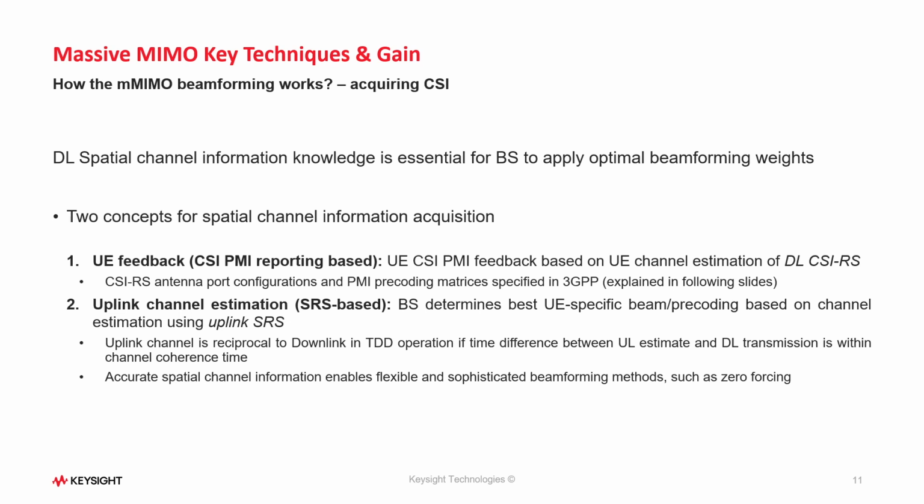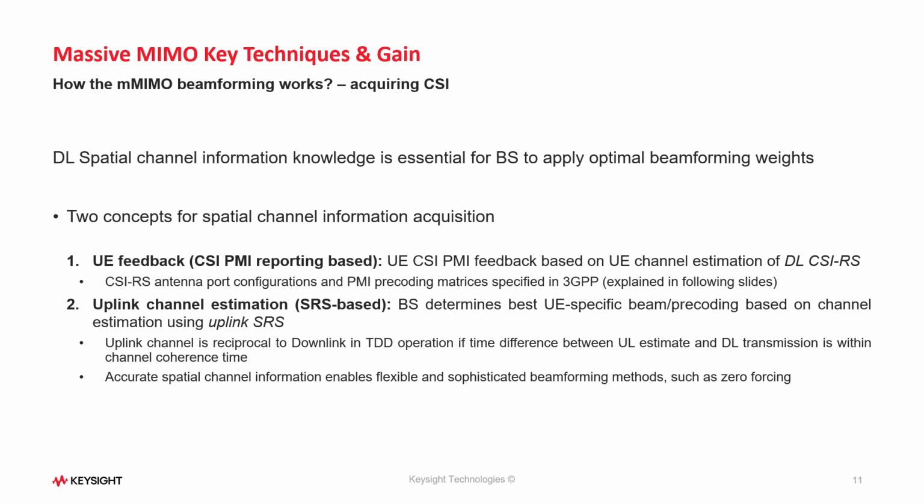There are two alternative concepts for acquiring the spatial channel information. First is the UE feedback-based method according to the UE channel estimation of downlink CSI-RS. The UE estimates the MIMO channel matrix for CSI-RS antenna ports, determines the optimal precoding matrix among the predefined set of precoding matrices, and reports the corresponding PMI parameters to the base station.